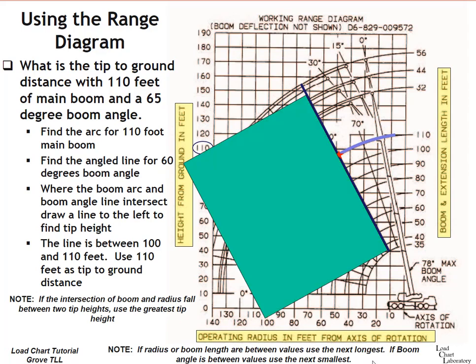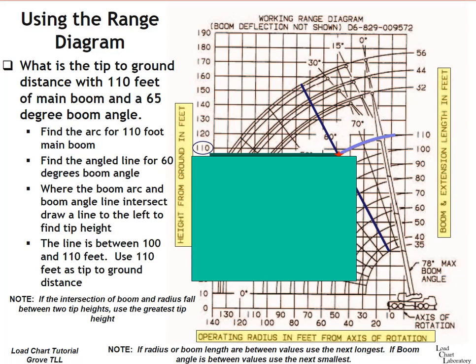You can also use the straight edge or your scrap paper as a straight edge for this type of situation as well. Just line up the edge of your paper along with the diagonal line for 60 degrees, rotate it around, and the line to the left, the edge of your paper, you follow that edge over to the left. It ends up just below 110 or between 100 and 110, and we're going to use 110 as our tip to ground distance or tip height.